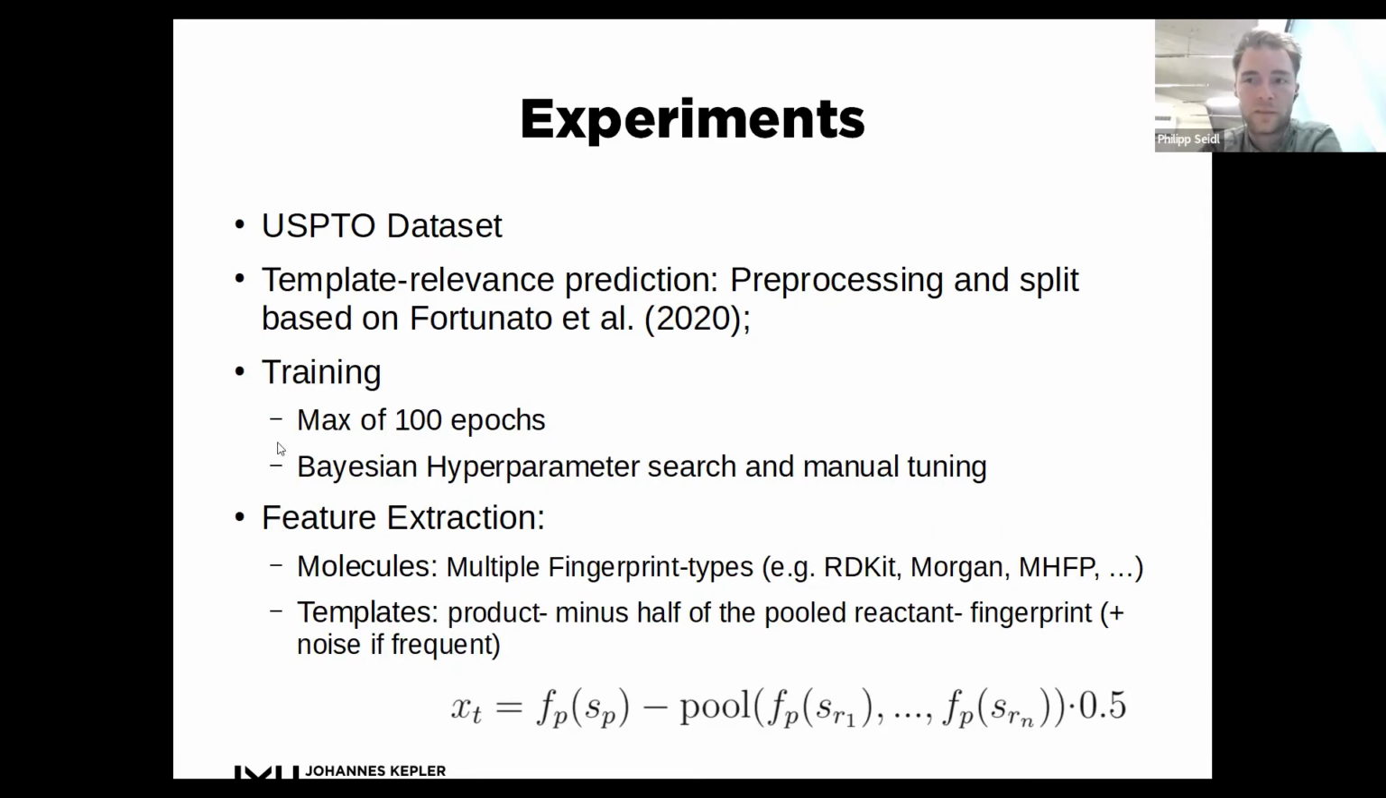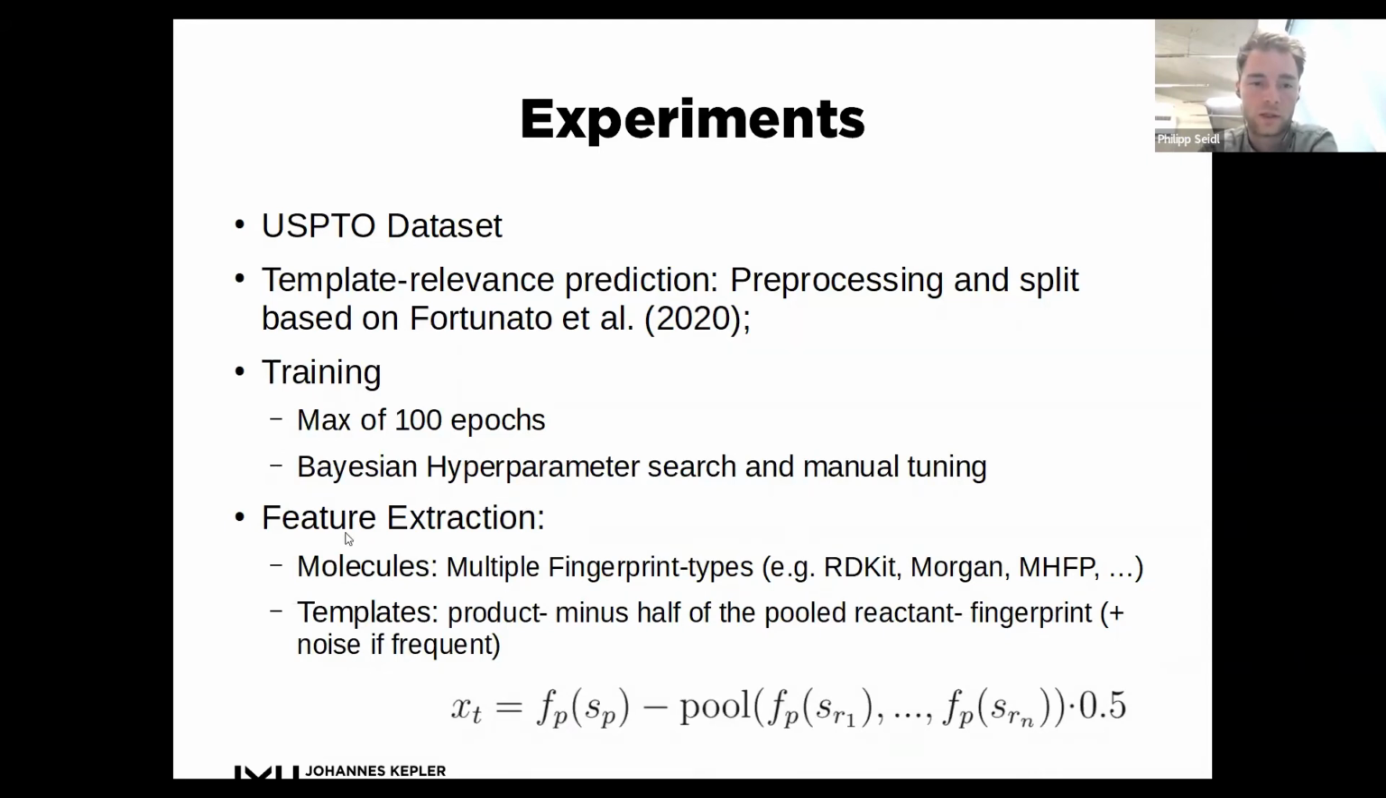For both, we train for a maximum of 100 epochs, and we used Bayesian hyperparameter tuning. I think it was Optuna that we tried out, but manual hyperparameter tuning turned out to be better in our case. Of course, we selected the best model based on the validation performance, and in our case, it was the top one validation accuracy. How did we extract the features? In our case, we used fingerprints, but not just Morgan fingerprints. We used multiple types of fingerprints, also the RDKit one and a newer variant, MHFP.